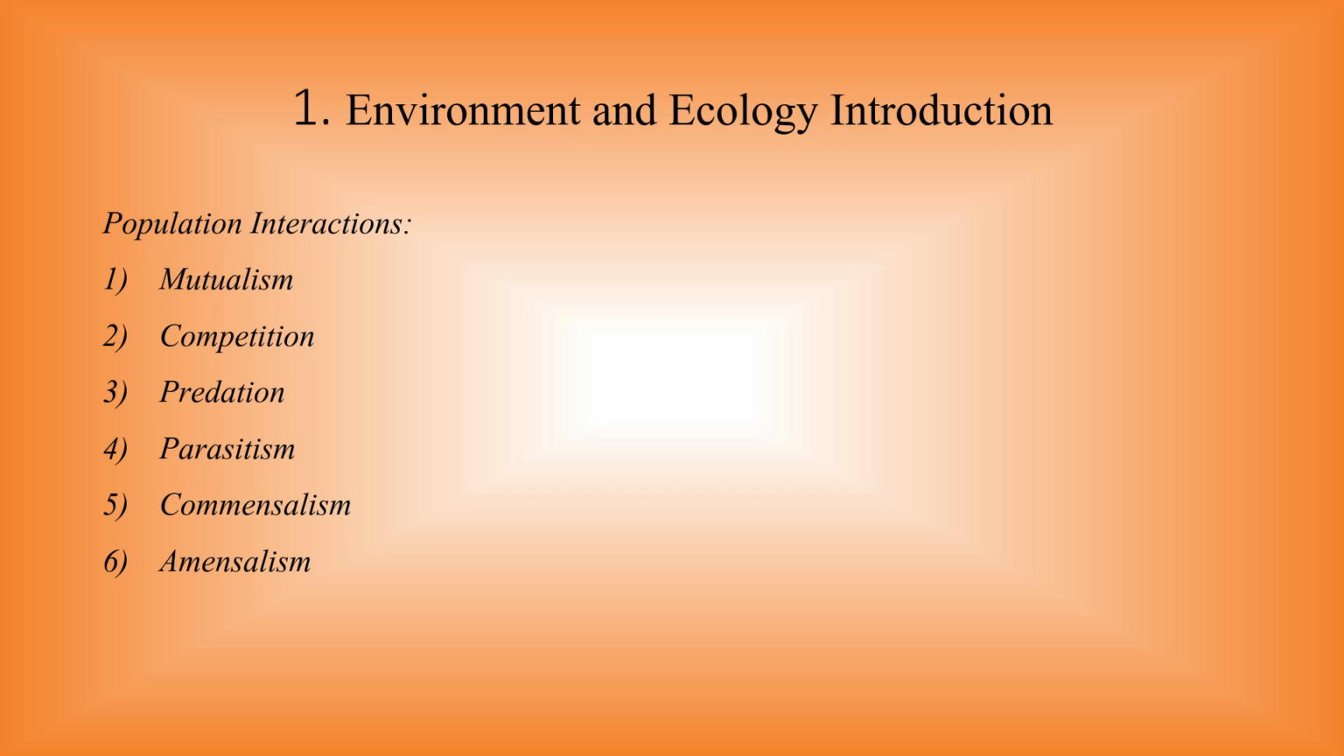Now we will see the interactions. What are the population interactions? What kind of interactions are there? There are usually 6 types of interactions. These are mutualism, competition, predation, parasitism, commensalism, and amensalism. Now, as we have seen the 2 levels, organismic level and population level, in our next chapter we will see population level interactions in detail.